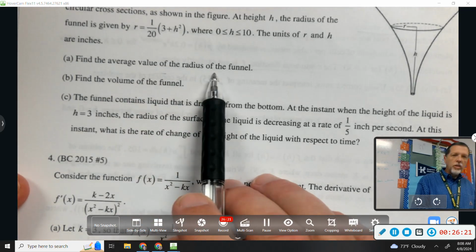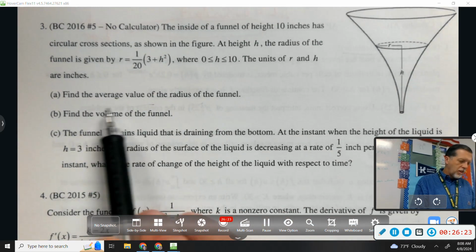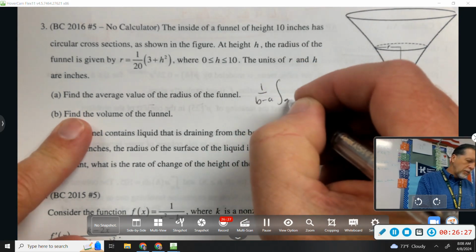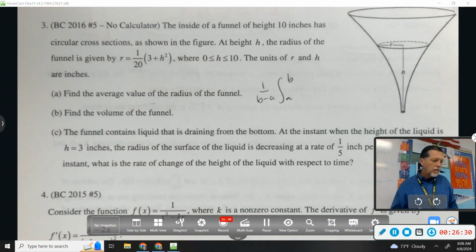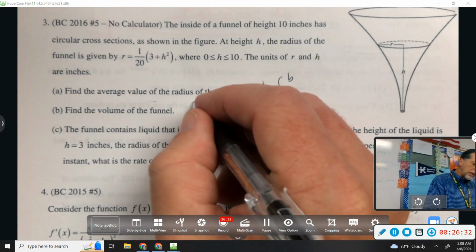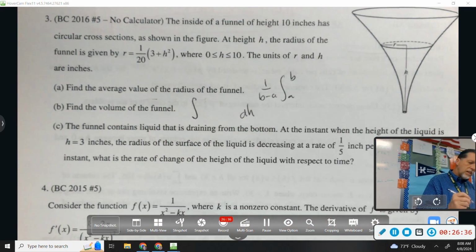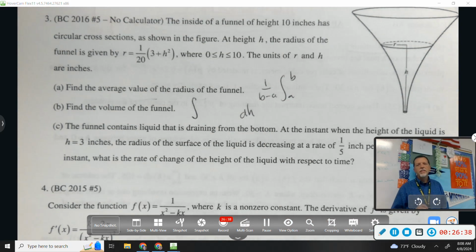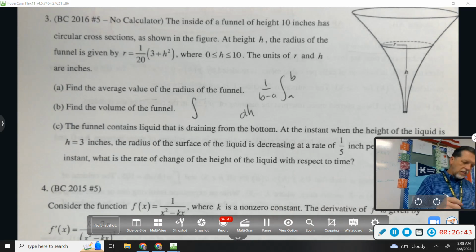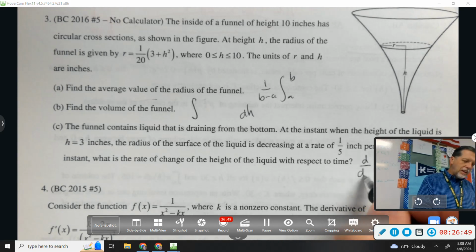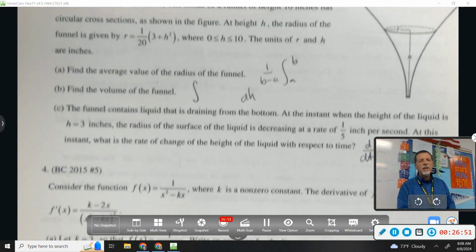Average value. I'm just looking at the questions that are asked. Number 3, average value. That's 1 over b minus a integral from a to b. That's average value. Find the volume. That's probably going to be add up all the little circles. C is related rates. So you're going to have d dt of stuff in there. That's going to be kind of tricky.